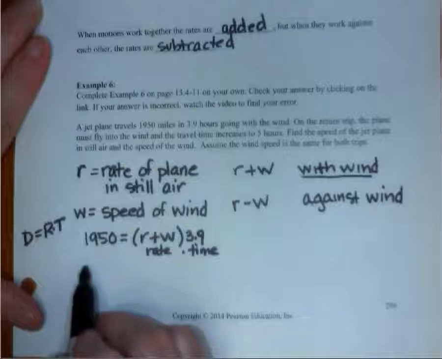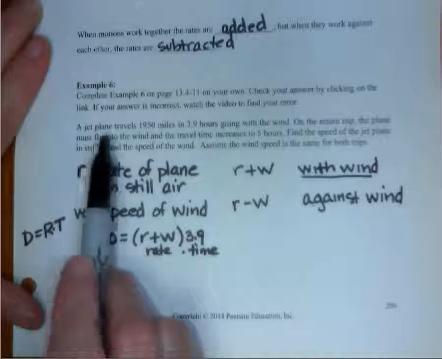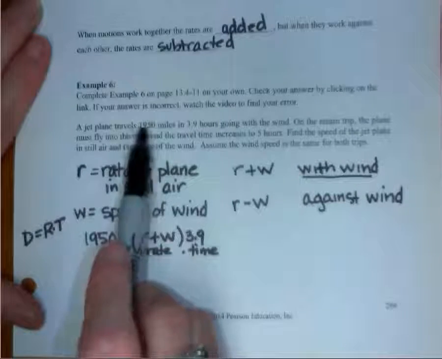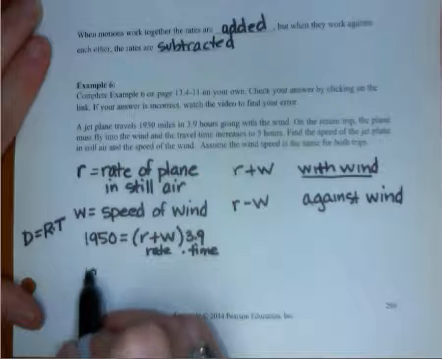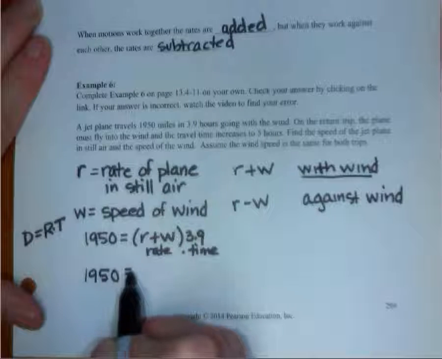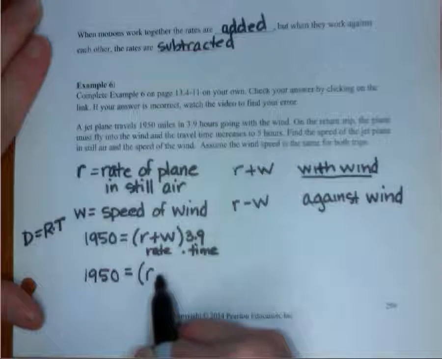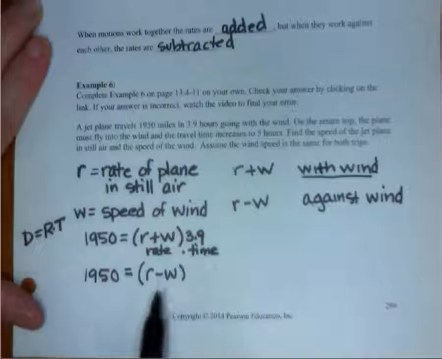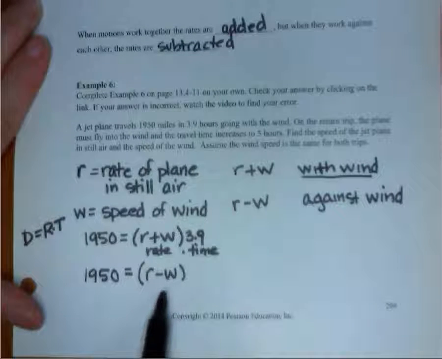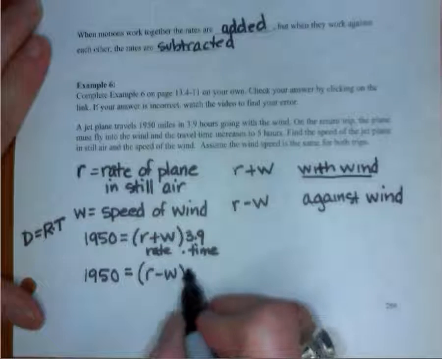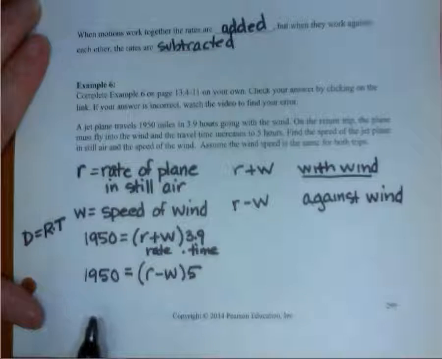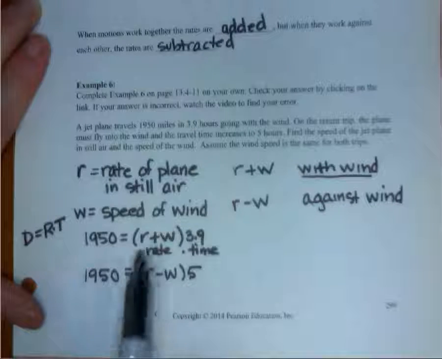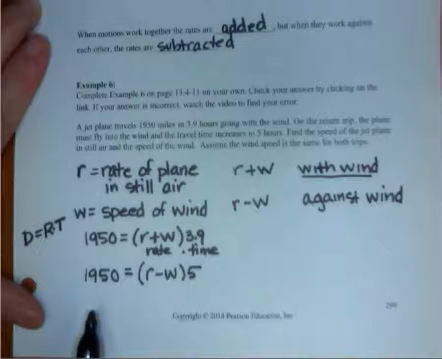I can also make one going against the wind. On the return trip, it doesn't say, but we know if you're going there and going back, you're going to travel the same distance. So the distance on the return trip would also be 1950. Now the rate is going to slow down against the wind. So you subtract the wind speed, and it took them 5 hours to return. So I have two equations, and I can solve these for one of the two variables.